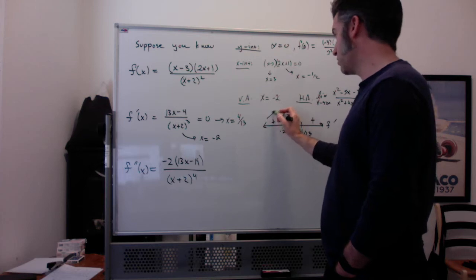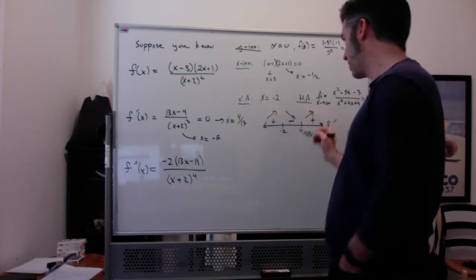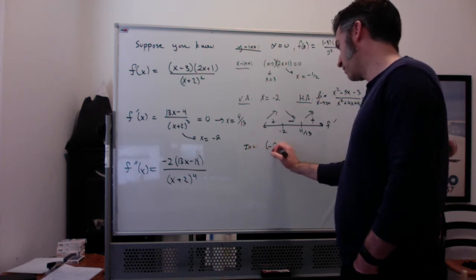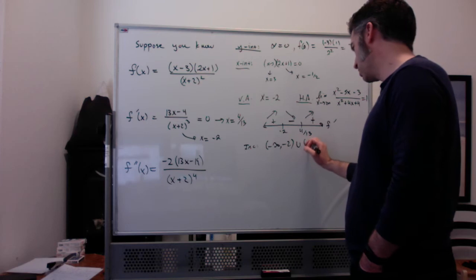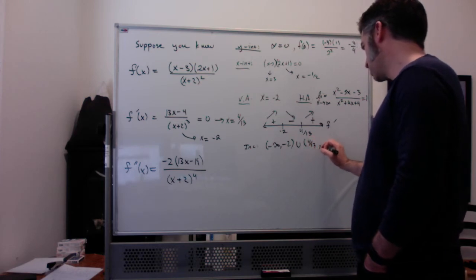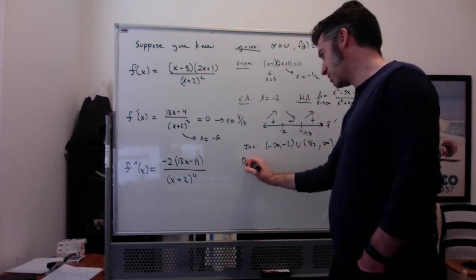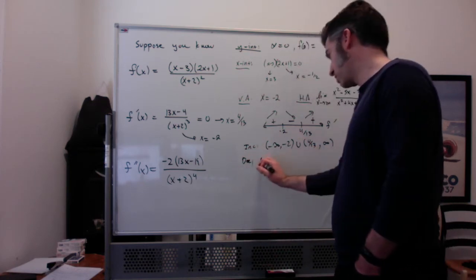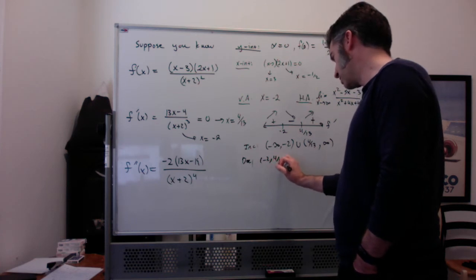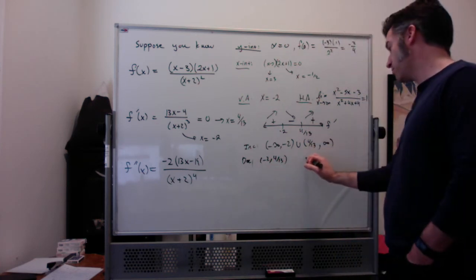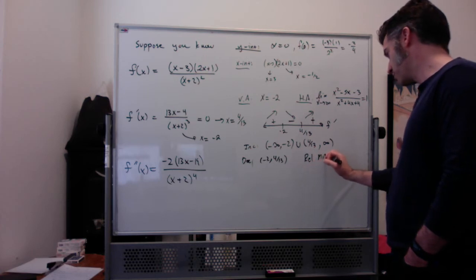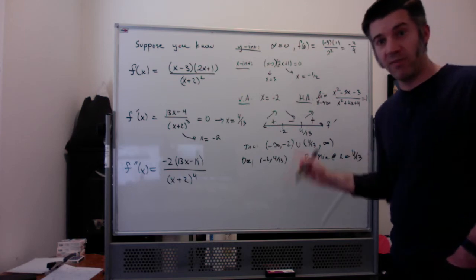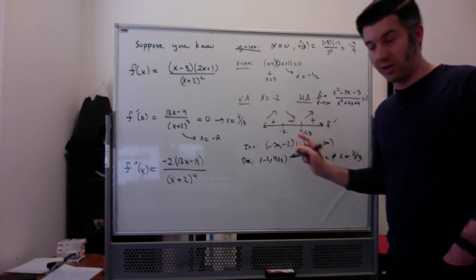So our function is increasing, decreasing, increasing. If you had to write the intervals, it'd be increasing on negative infinity to negative 2, union 4/13 to infinity. It'd be decreasing on the interval from negative 2 to 4/13. Then we would say that we have a relative minimum at x equal to 4/13. We do not have a relative maximum at negative 2 because we have a vertical asymptote at negative 2.